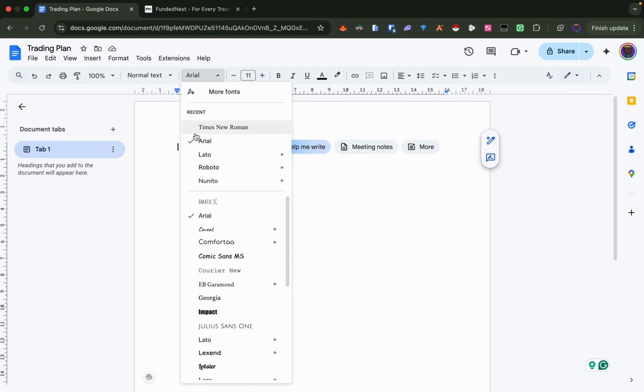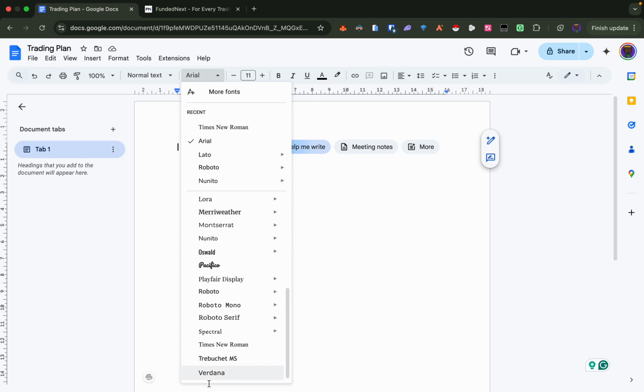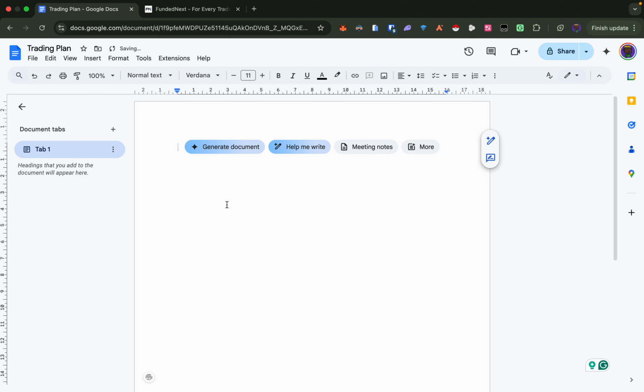So I'll be switching to Verdana, which is my favorite font on Google Docs. We're working on a trading plan together, and I'm going to show you how to create a trading plan that makes you profitable.